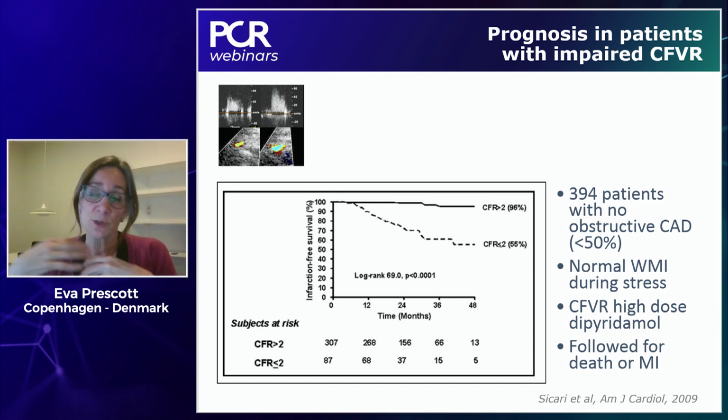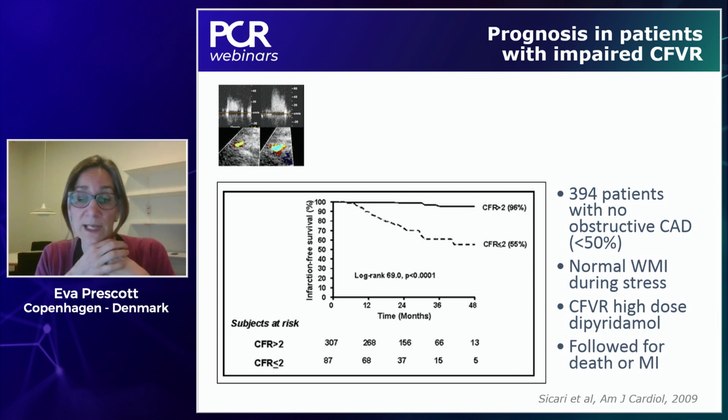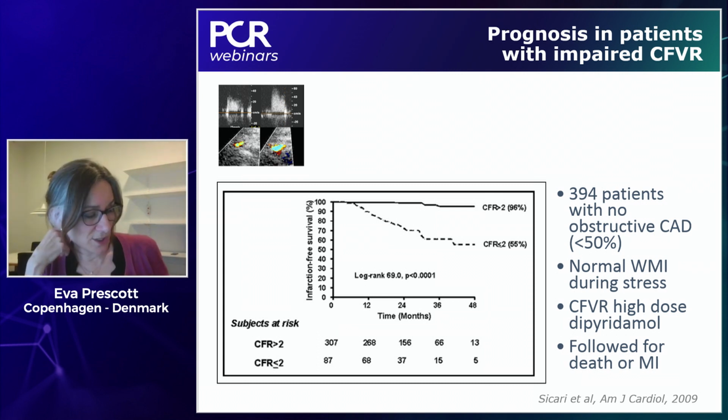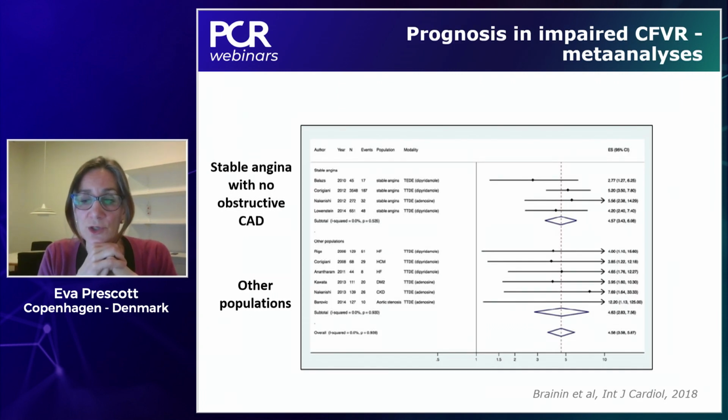Well, most of the studies on echo have come from Italy because they use stress echo a lot, and they've been following their patients. And this is a study from Rosa Sicari showing that in 394 patients with no obstructive coronary artery disease, measurement of coronary flow reserve was highly predictive for death and myocardial infarction. And she's not the only one who's shown this. We did a meta-analysis of the studies, and they were quite consistent.